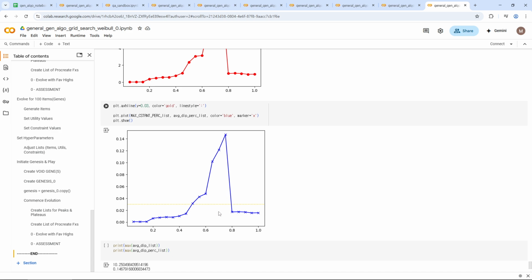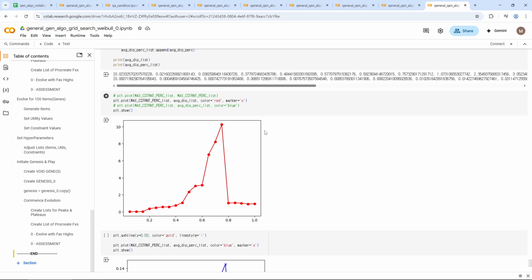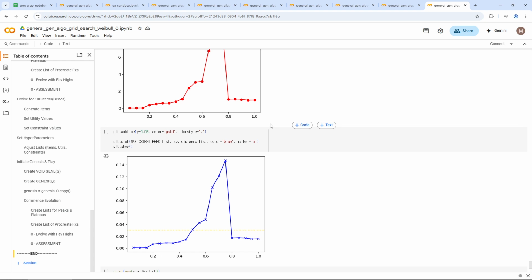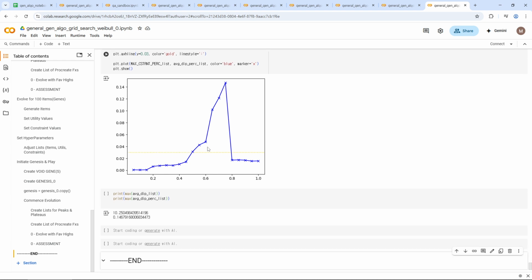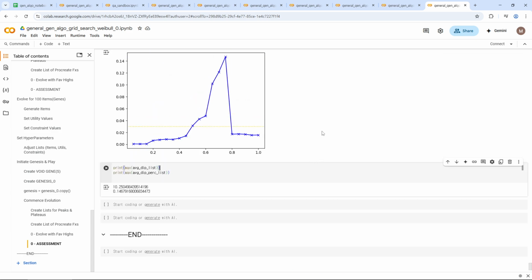Dips kind of start happening when the maximum constraint percentage is at 0.55 or 55% or above, until it goes all the way up to 0.8. That's when the average dip percentage or the average dip sizes just plummet down again to the point where you can't say that dips exist. And the maximum average dip percentage was at 0.146 or 14.67%. 68, if you round this up. Yeah, that's about it.